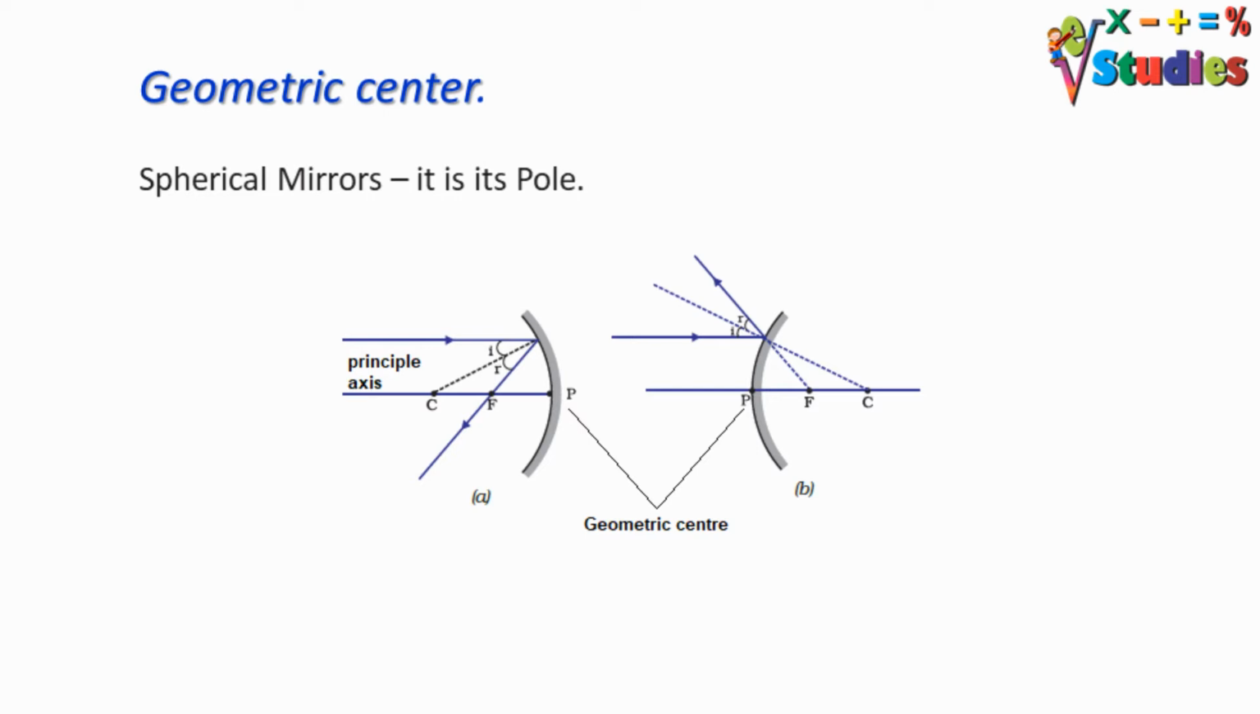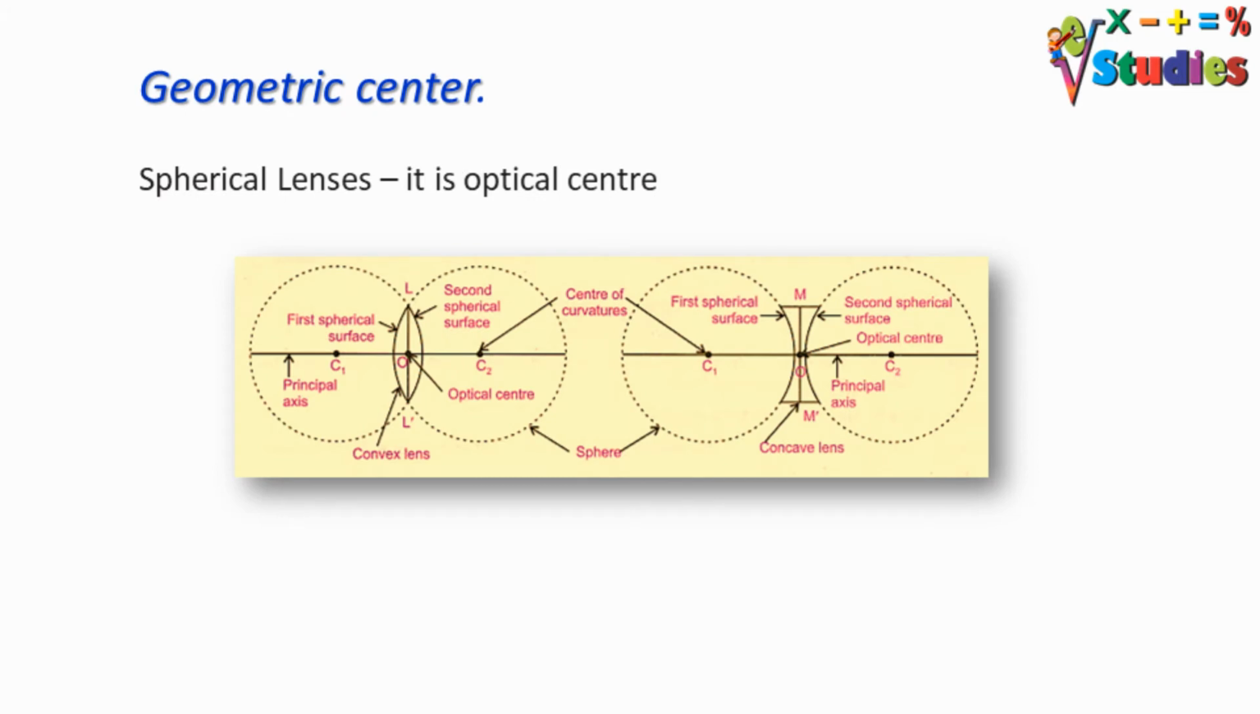Also remember, students, that the line joining the center of curvature and the pole P is called the principal axis. Whereas in the case of lenses, the principal axis is the line joining the optical center to the principal focus. That's the principal axis. The geometric center is the optical center, which is the center of that particular lens, as shown in this slide.